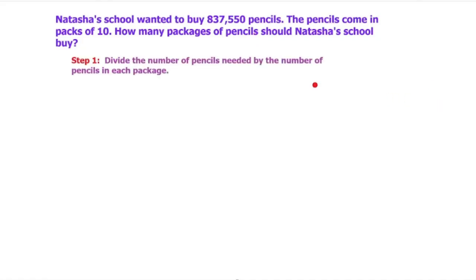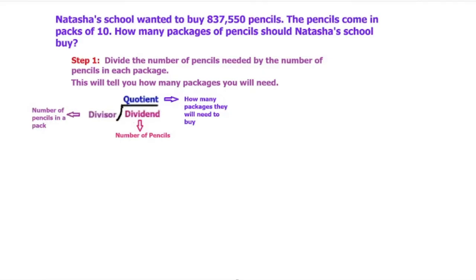So let's start with the first step. Divide the number of pencils needed by the number of pencils in each package. So this will tell you how many packages you will need. So if you divide this into this, it'll tell you how many packages you'll need.